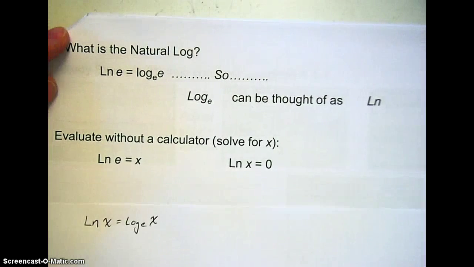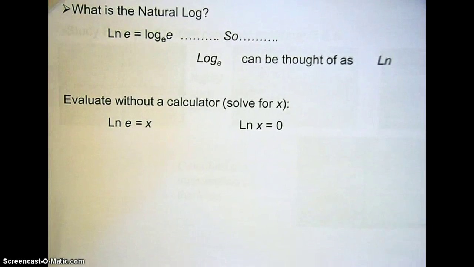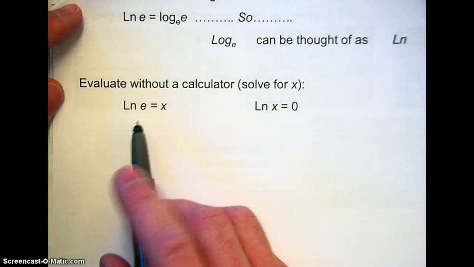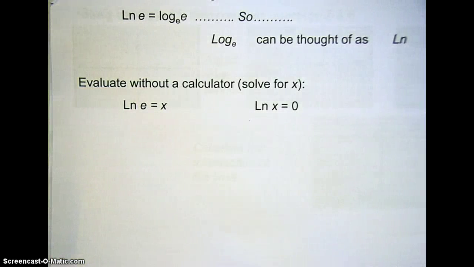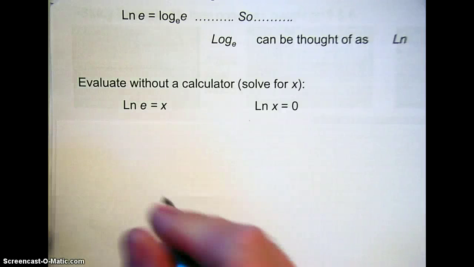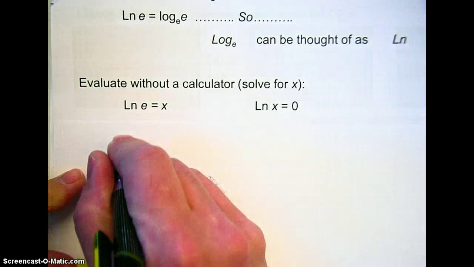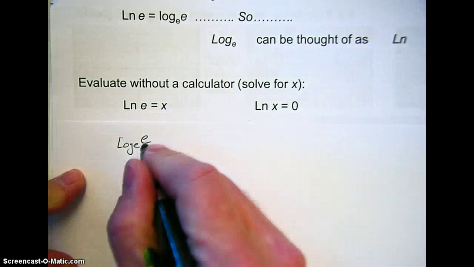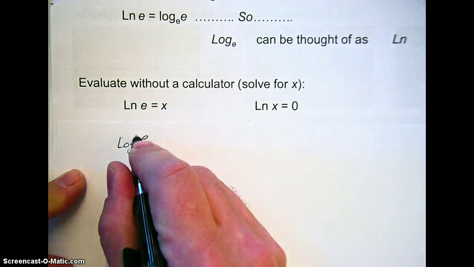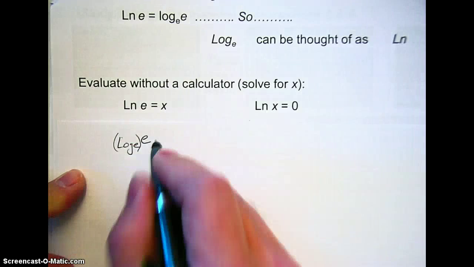All right, so without your calculator, I want you to evaluate what you think these will be. You get about 1 minute to talk about it, work on it with your group there. So in this case, we get log base E of E, right? Natural log means log base E of E equals X.